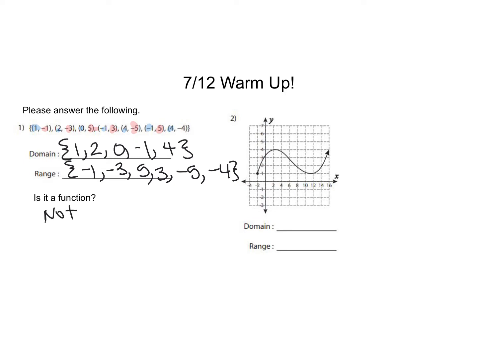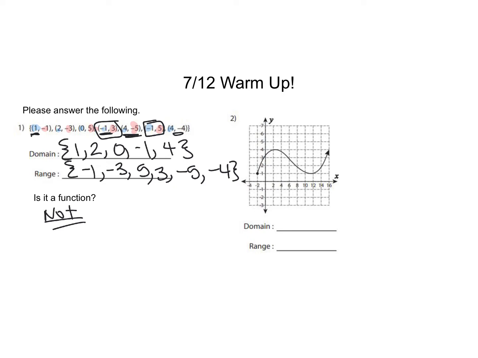And it is definitely not a function because the -1 right here is repeating, and also the 4 is repeating as well. So that's not a function. Okay, so let's talk about number 2, which is definitely more difficult because it is a continuous curve there, and so we have to account for that, and that's when we use that interval notation.